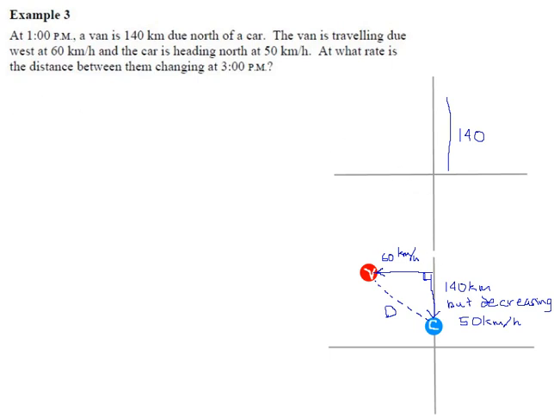And if they're always connected by a right triangle, that means the Pythagorean theorem will always tie together this distance, which I'm going to call x, and this distance, which I'm going to call y, and the straight line distance between them, which I'm going to call capital D. We can always say x squared plus y squared equals D squared. If we differentiate this, we get a rate equation, and that should enable us to get some work done.